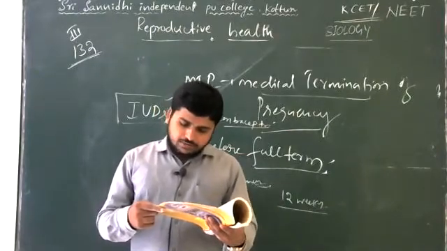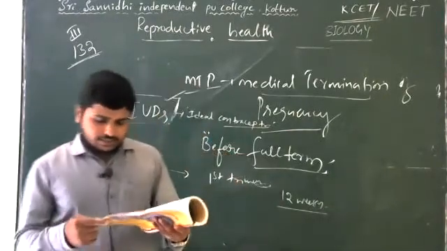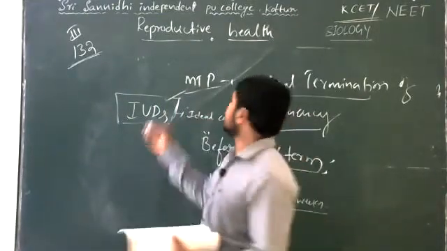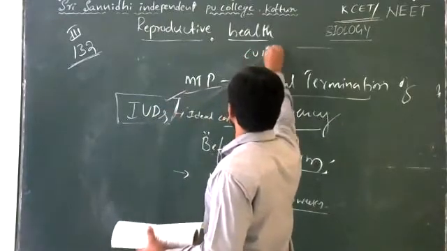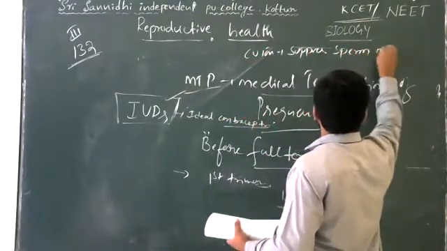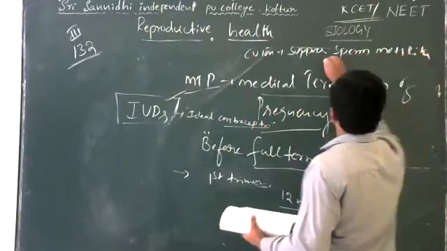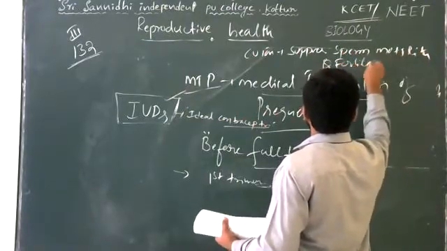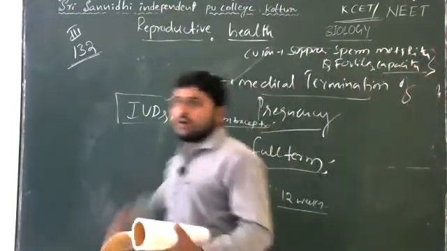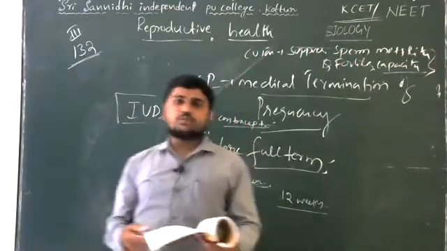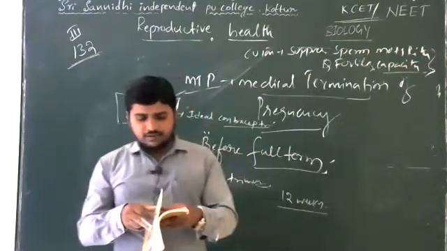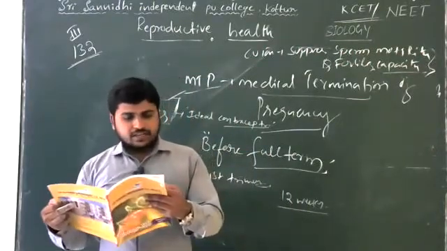Copper ions are released from copper-releasing intrauterine devices. What is the function? Copper ions suppress sperm motility and fertilizing capacity. Remember, this is the role of copper-releasing IUDs as a contraceptive method. So option 3 is the right answer.